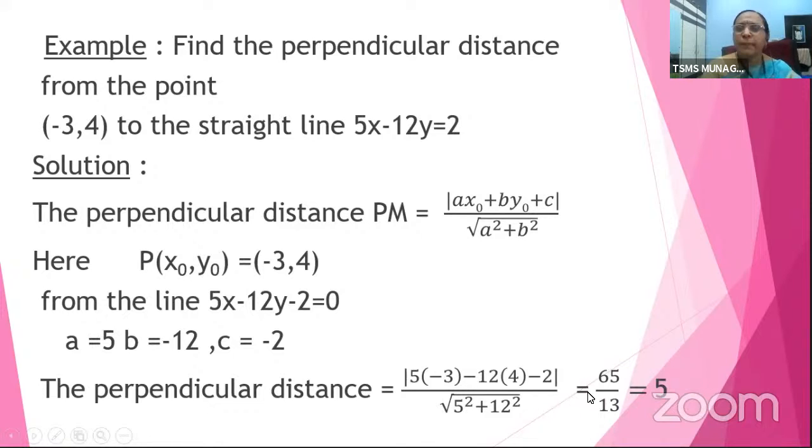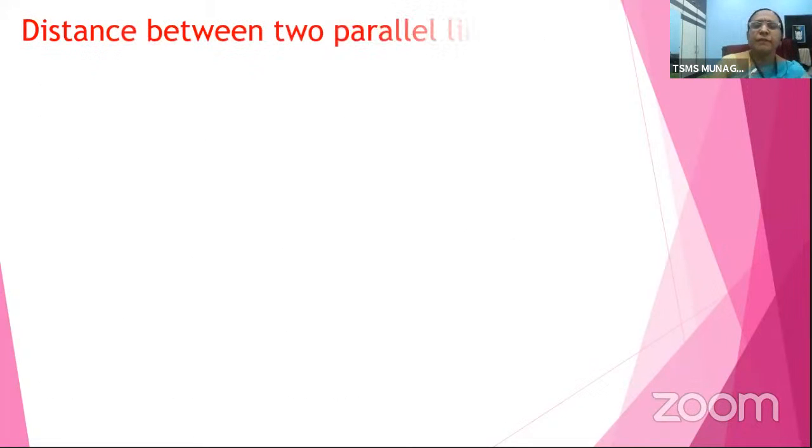So summing up all the negative values, we get 65, which is divided by root of 5 square plus 12 square, which is 13. So 65 by 13 is giving us 5 units. So the perpendicular distance is 5 units away from the given point.